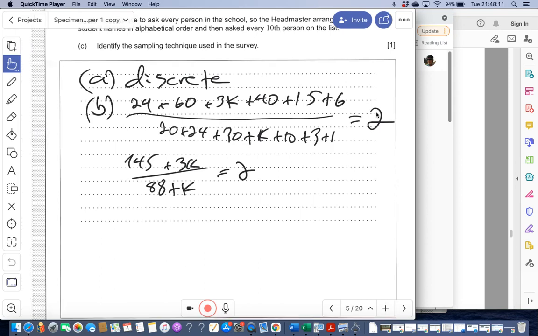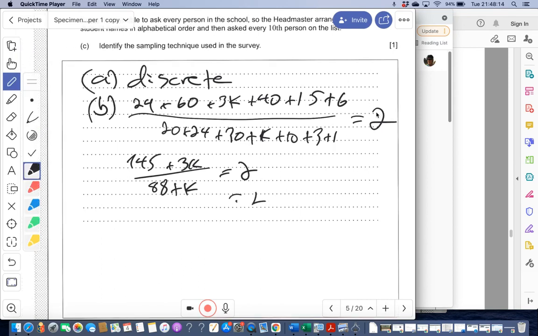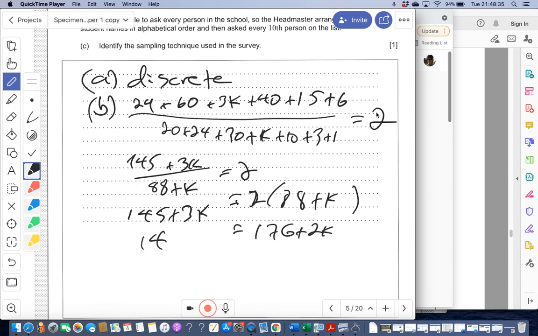So I bring up the 88 and I get 2 times 88k plus k, sorry. And then 145 plus 3k stays there. Then I can expand and I get 176 plus 2k is equal to that. And then subtract 2k from both sides and 145 from both sides, and I get, that's really terrible writing, sorry, k is equal to 31.